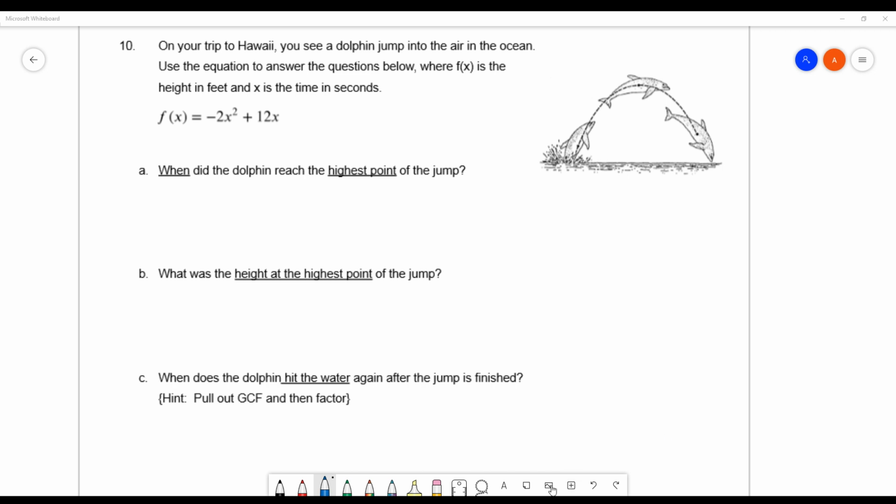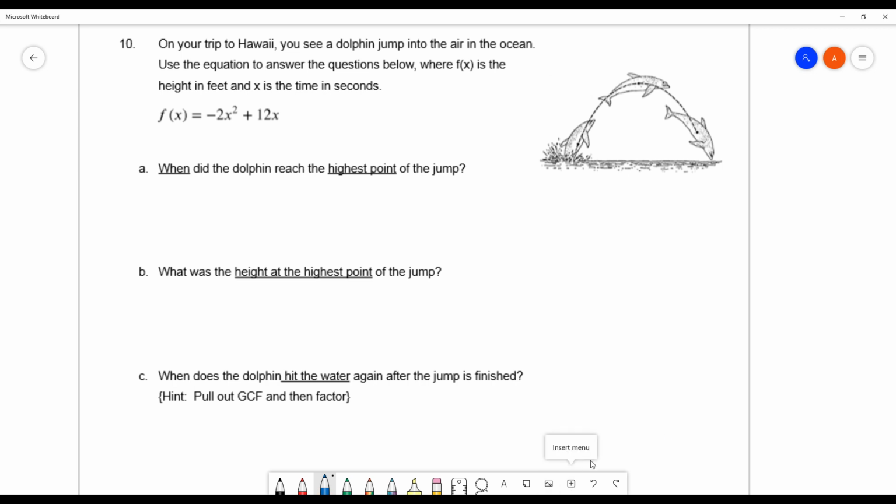On your trip to Hawaii, you see a dolphin jump into the air in the ocean. Use the equation to answer the questions below, where f of x is the height in feet. Oh, that looks important. f of x is the height in feet, and x is the time in seconds. Okay, and this is the equation that I want to use right here. So my first question is asking, when did the dolphin reach the highest point of the jump?